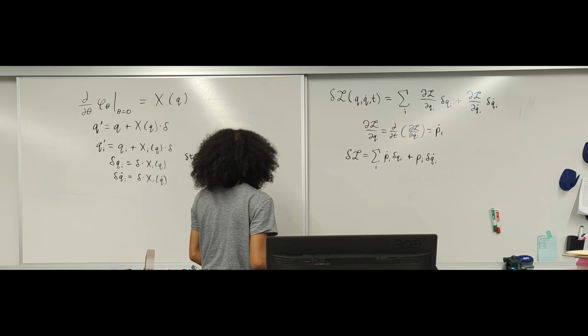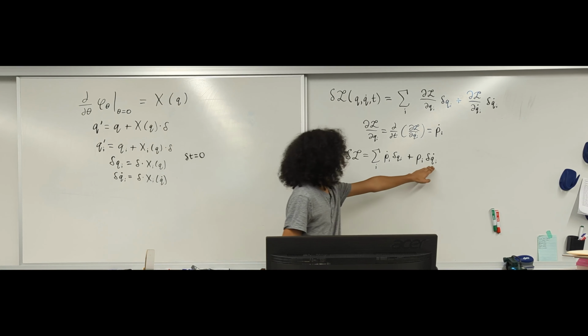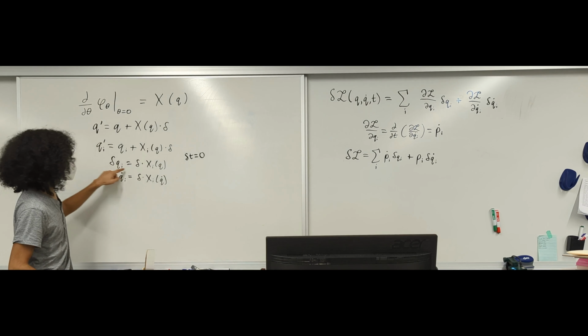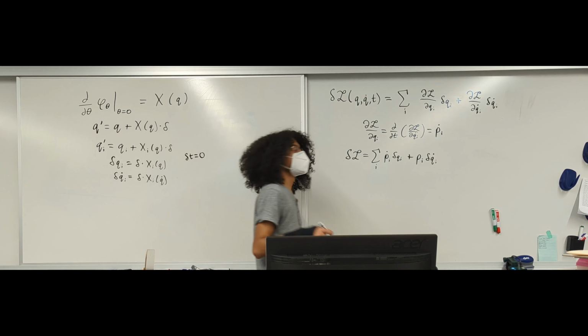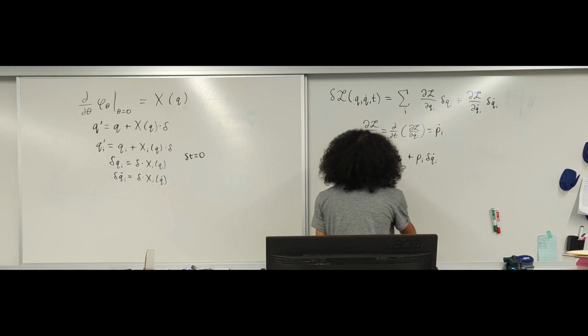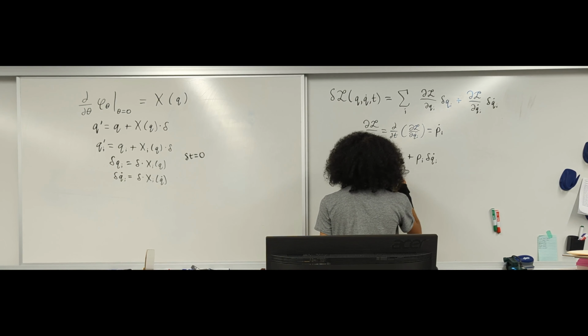And I didn't write it explicitly, but I used the fact that these delta qi dots were the time derivative of the delta qi's. Right? And I think I talked about that in the last video. And so what we have then is, I can write this out a bit differently. And I'll write out the derivatives just to make it clear.